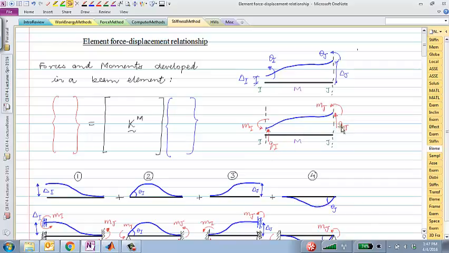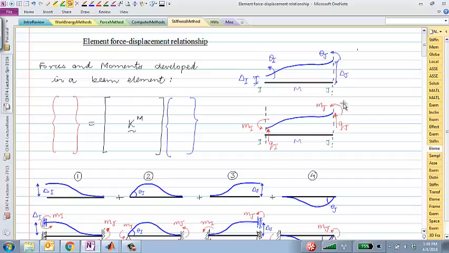Those are what I'm calling Qi and Qj. And what would be the moments at those nodes? So that's what we want to find. How do I relate these 4 degrees of freedom, displacements and rotations at the 2 ends, with the forces and the moments at these 2 ends? This is the relationship that we want to find.